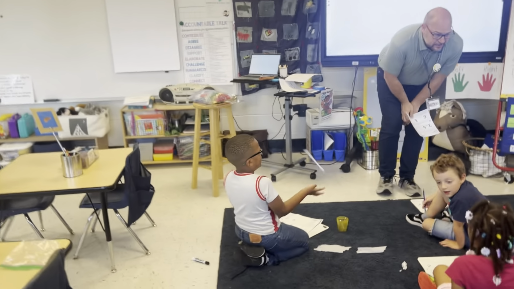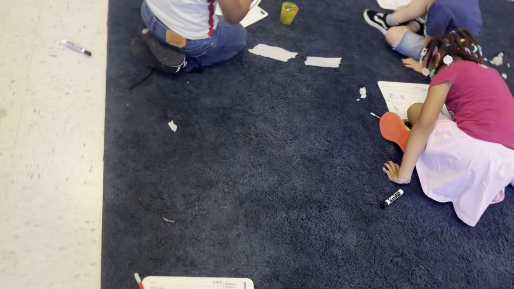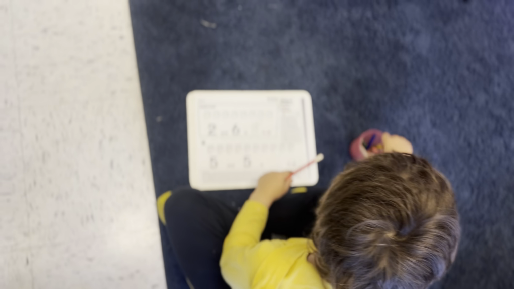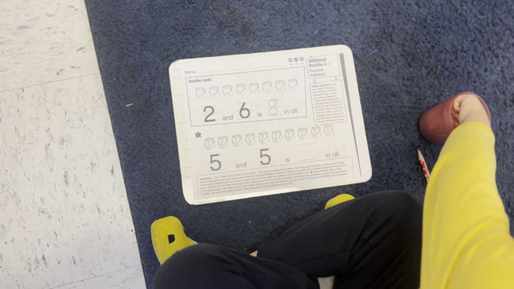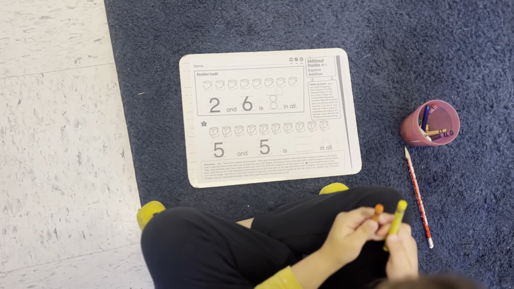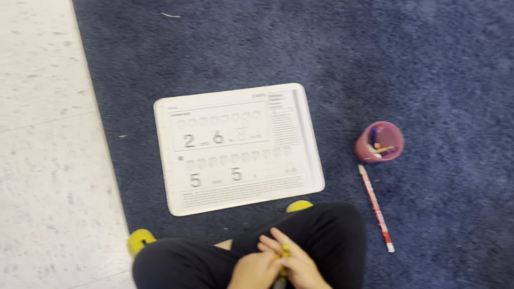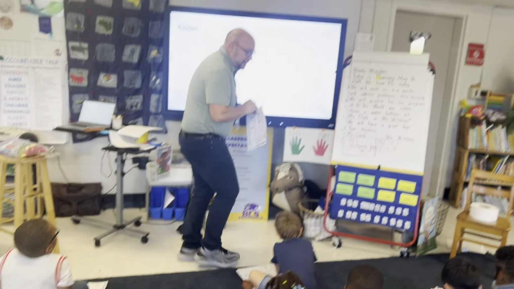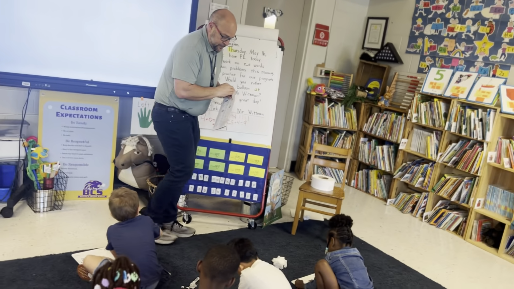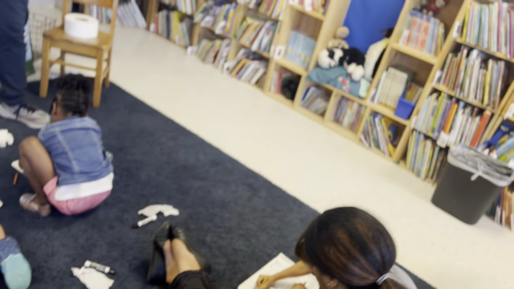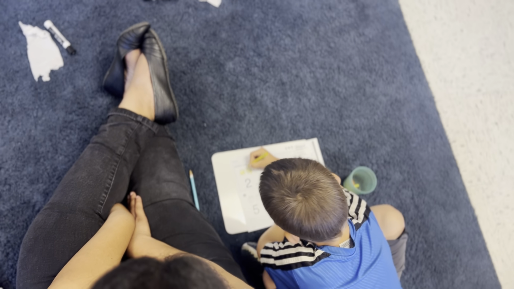I want us to look at these paint buckets. I need you to get out your yellow and your orange. Now, this first problem is an example. They say that there are 2 yellow paint buckets. Will you show that there are 2 yellow paint buckets? Next it says there are 6 orange paint buckets.